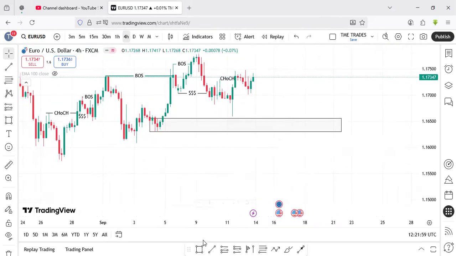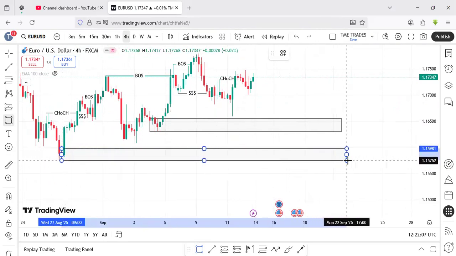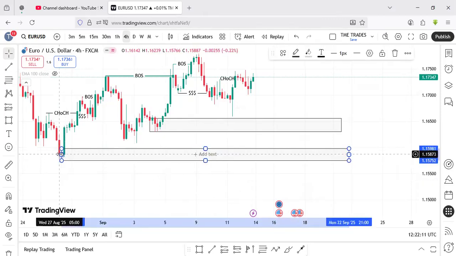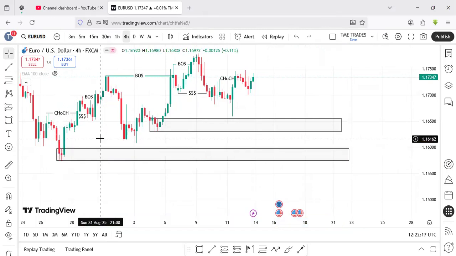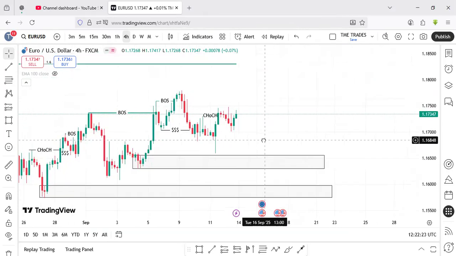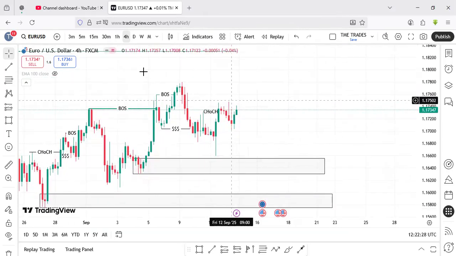There is another order block that we should always look at. There is another order block below here that is yet to be filled. So let's also keep that in mind. These two powerful order blocks on 4 hours have not been filled, have not been mitigated. So we should keep that in mind and drop down to 1 hour.